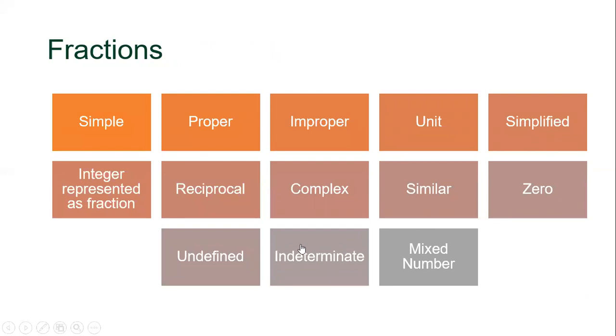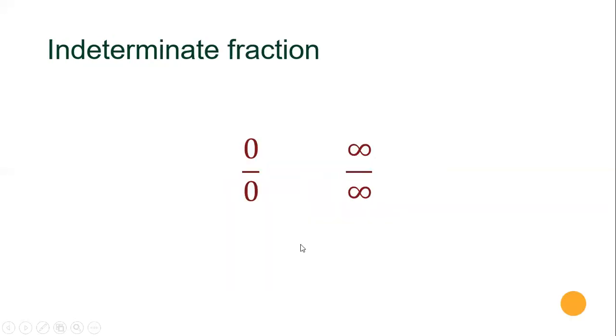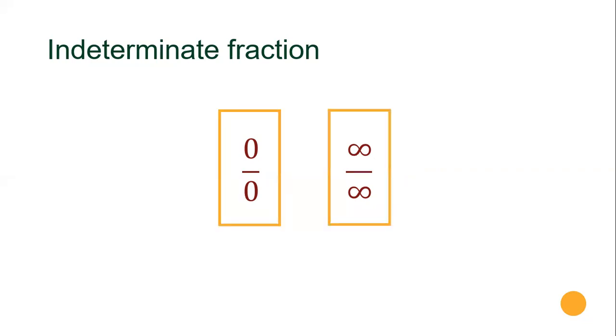Then let's go to indeterminate fraction. Indeterminate fractions are fractions which have no quantitative meaning. Example, 0 over 0, also infinity over infinity. It doesn't have any quantitative meaning.